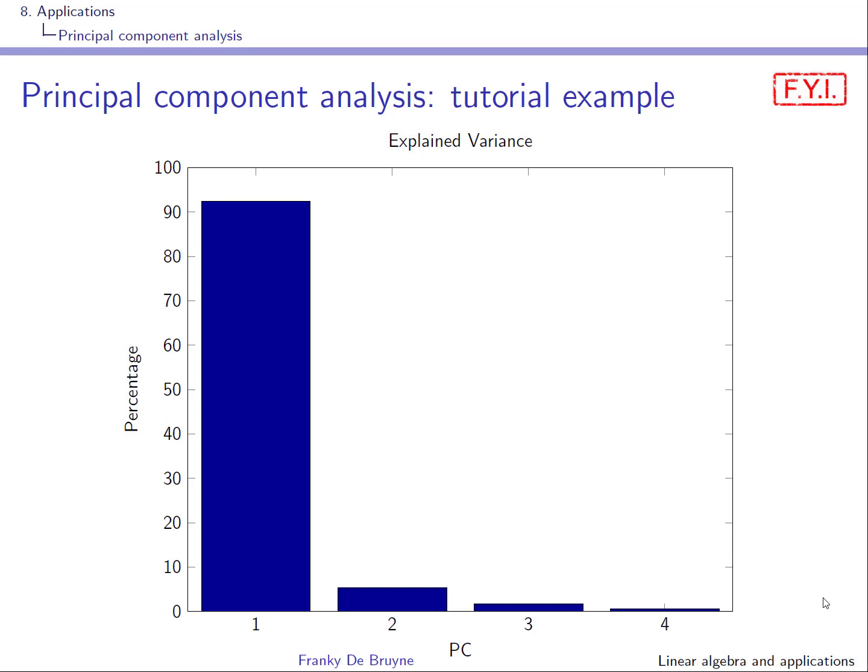You can see that there is a lot of redundancy, because when you look at the third and fourth components, they do not explain a substantial part of the data. So components 3 and 4 can be forgotten, and in this case you could even say, I will forget about the second component because the first already explains 92% of the data.